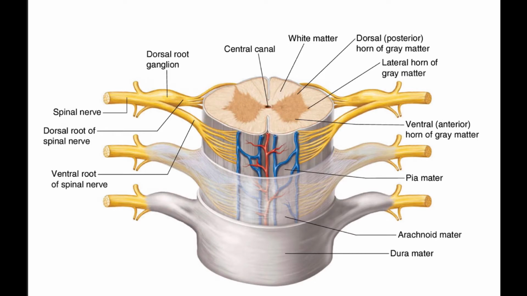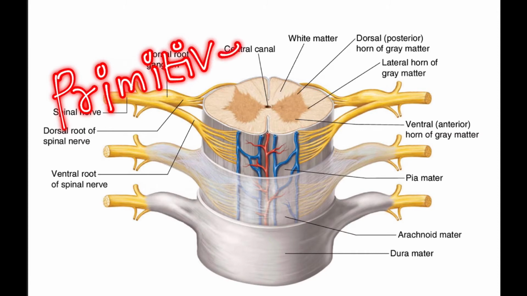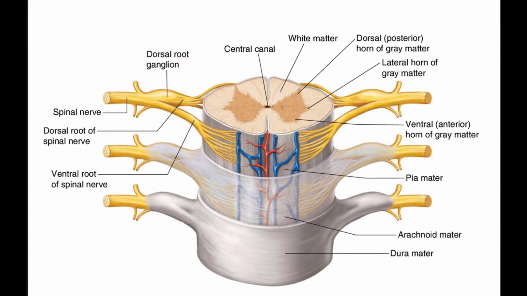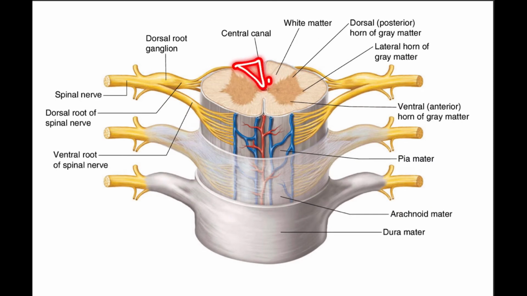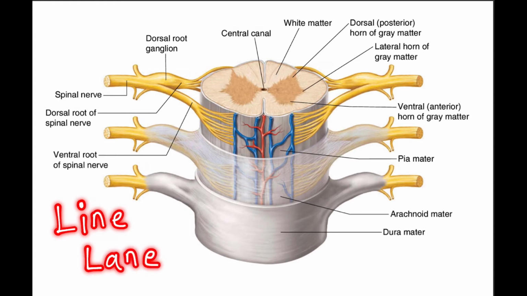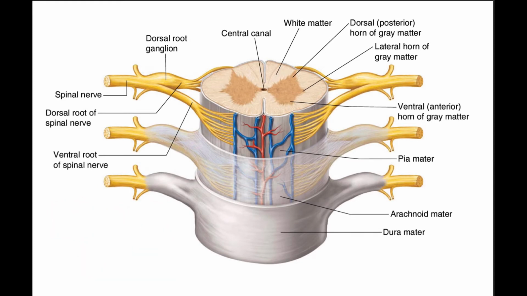It is a primitive system. What do you mean by primitive? Primitive means a very old system. It has both the ascending and descending tracts. It's very crowded and it is not disciplined like the dorsal column. In the dorsal column you have only the ascending tract. The dorsal column follows the line and lane principle. So what is this line and lane principle?